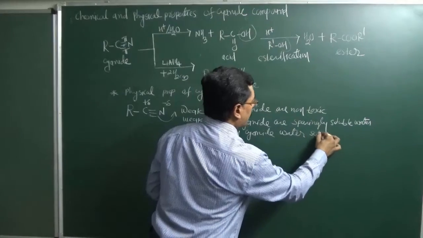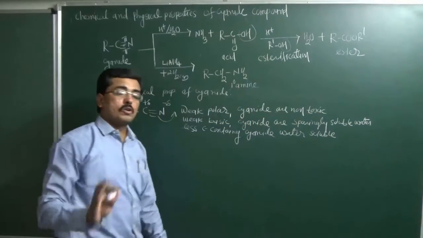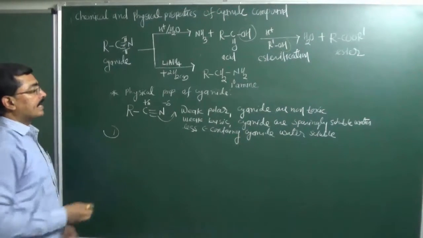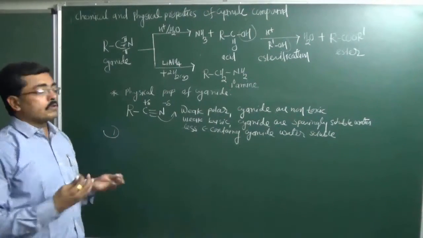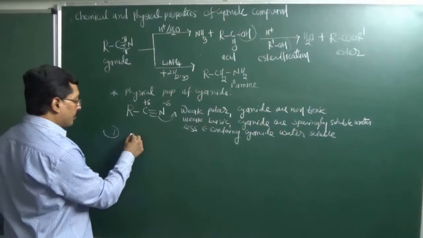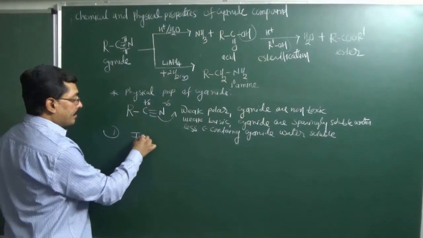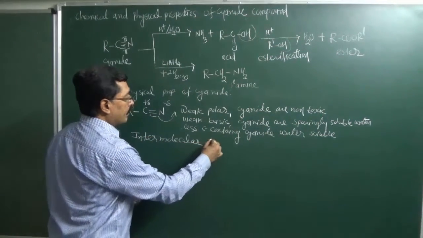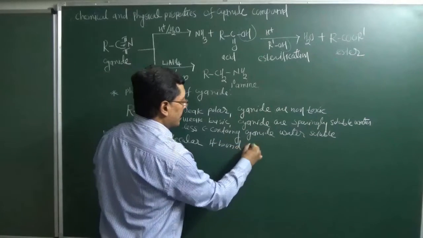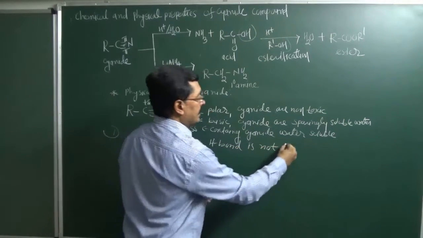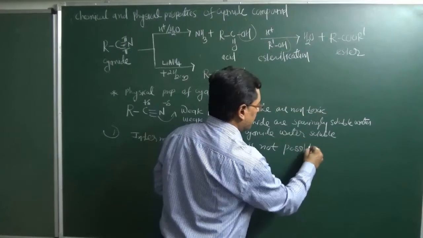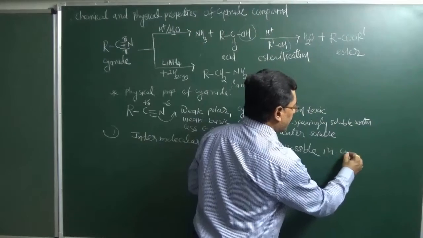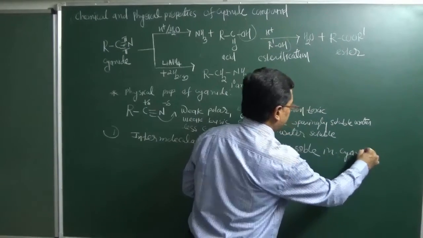When the number of carbon atoms increases, their solubility in water will decrease. So we have observed that in cyanide compounds there is no possibility of intermolecular hydrogen bonding. This type of intermolecular hydrogen bond is not possible in cyanide. They are polar, but still intermolecular hydrogen bonding is not possible in cyanide compounds.